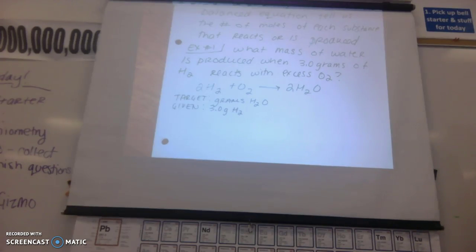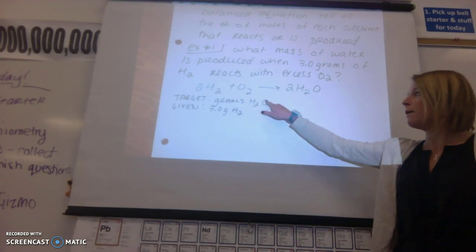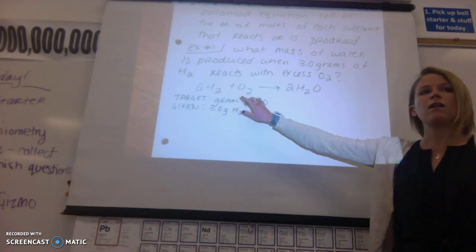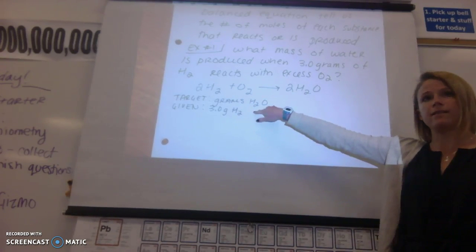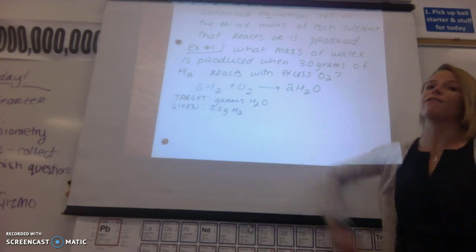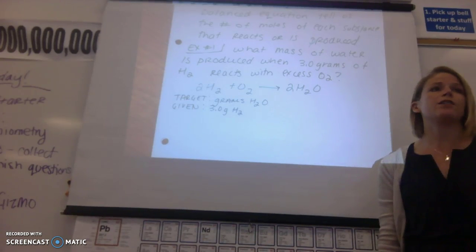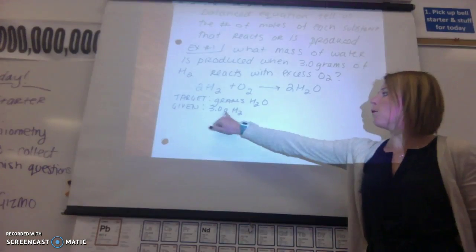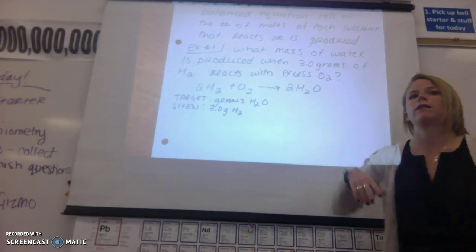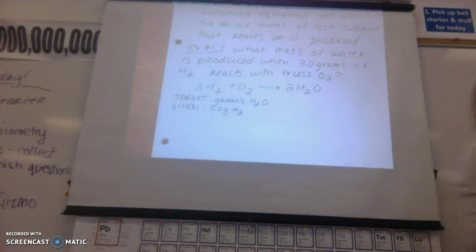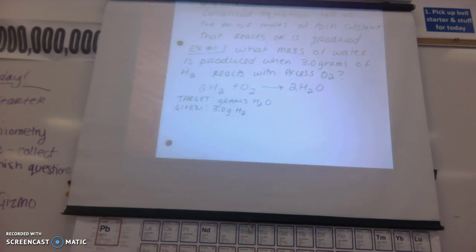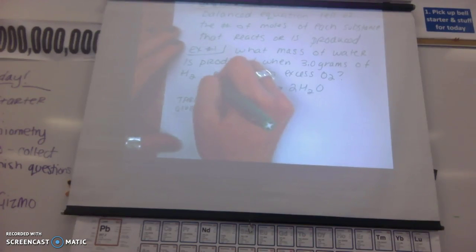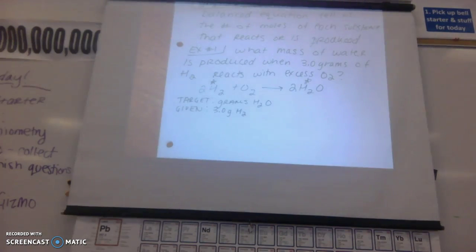Since my target is H2O, my given is H2, those don't match. Since these are not the same substance, we're going to have to use a mole ratio to jump from moles of hydrogen over to moles of water. So whatever these don't match, you're going to need to use the mole ratios. So we're going to compare hydrogen to water.